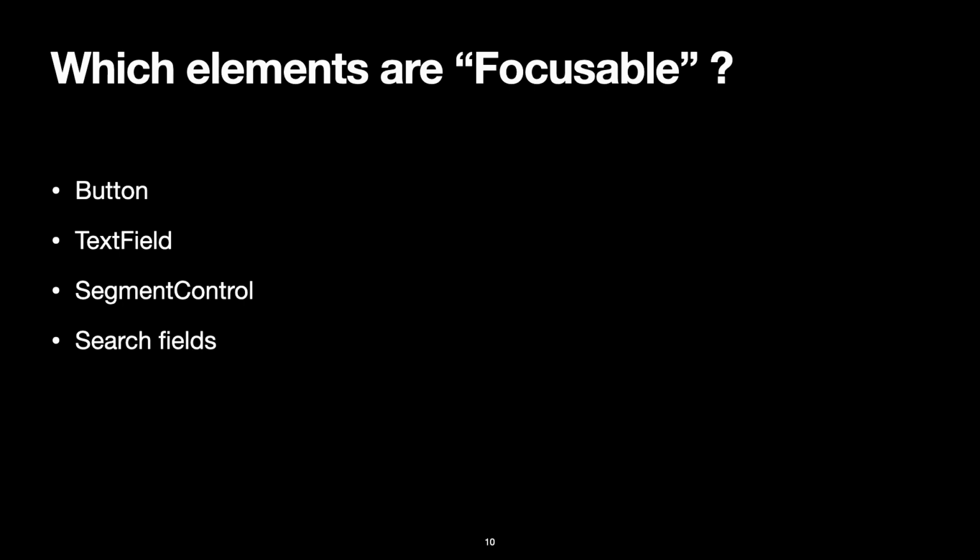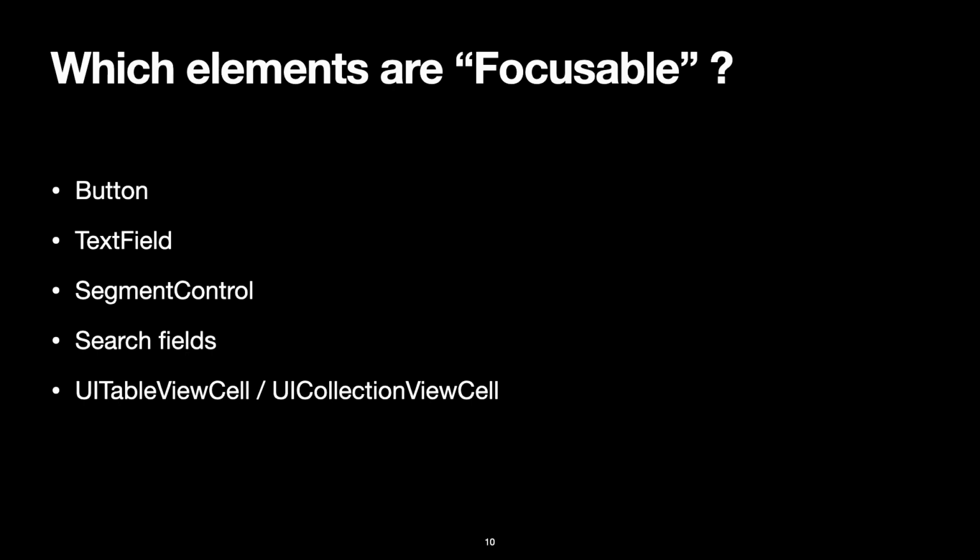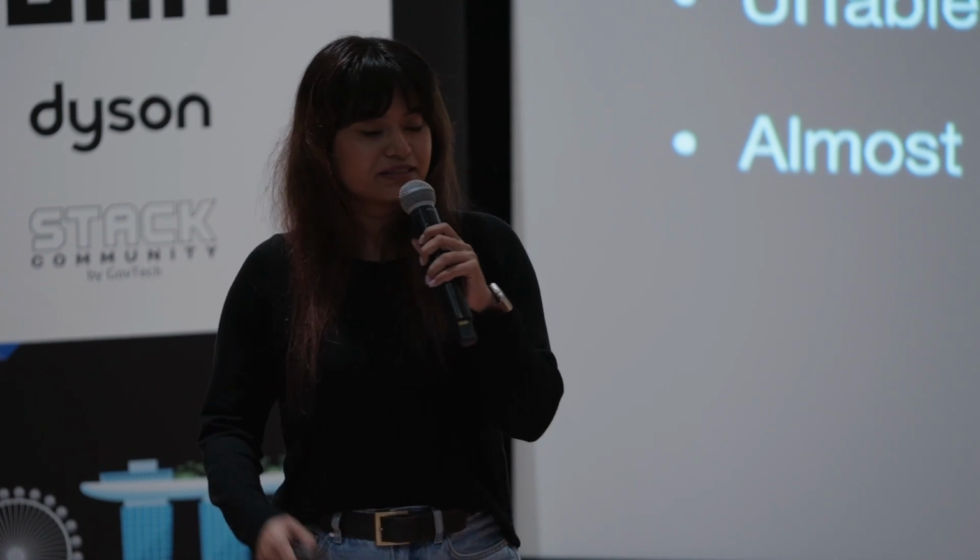So which elements are focusable? In general, if you think about an element and it is interactive, it should be focusable. So things like buttons, text fields, segment controls, search bars. This is a non-exhaustive list, of course. I'm sure there are many. I tried to scour the internet, but nobody talks about this apparently. And on UIKit, I also found that UITableViewCell and UICollectionViewCells are focusable by default. So if you use UIKit, you don't have to do anything to make them focusable. And using the APIs that we're going to look at today, you can actually make anything focusable.